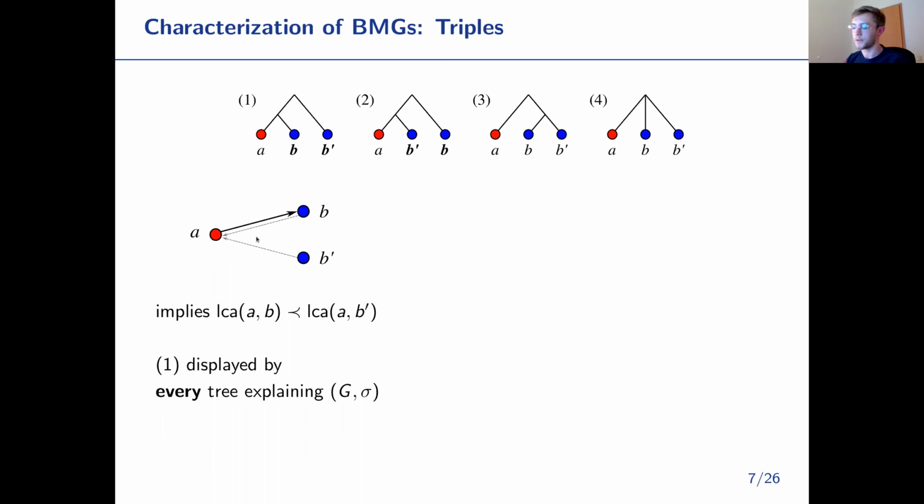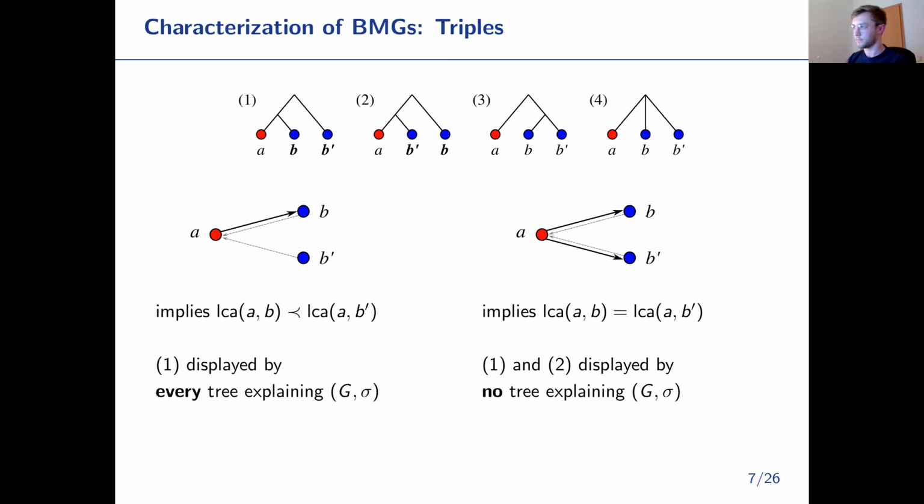They are not important. And this thing here implies that the LCA of A and B is strictly below the LCA of A and B prime. And this can almost immediately be seen from the definition of best matches. So this essentially means that every tree that explains a BMG with this thing as subgraph must display this triple.